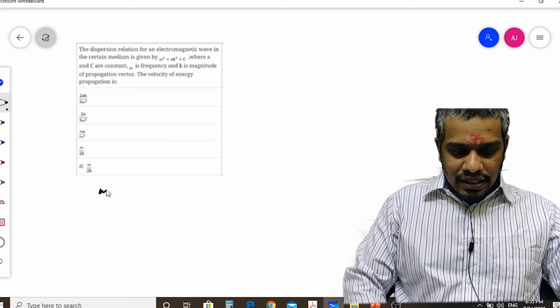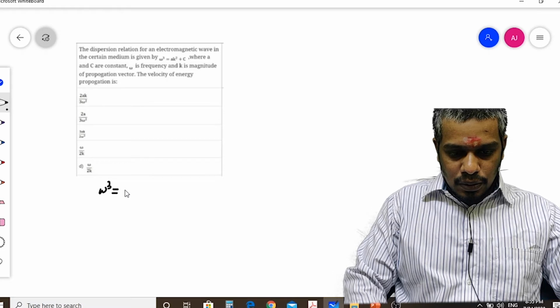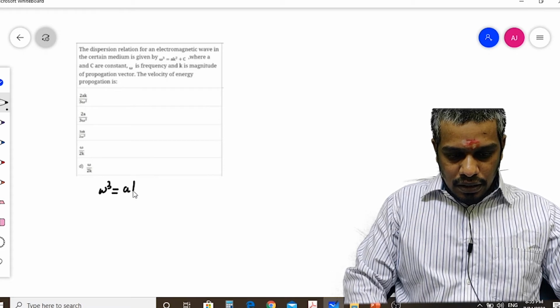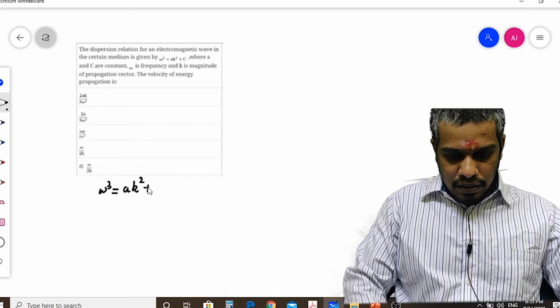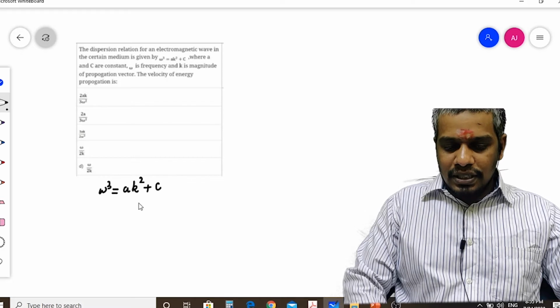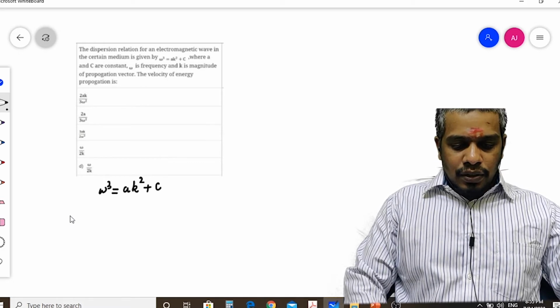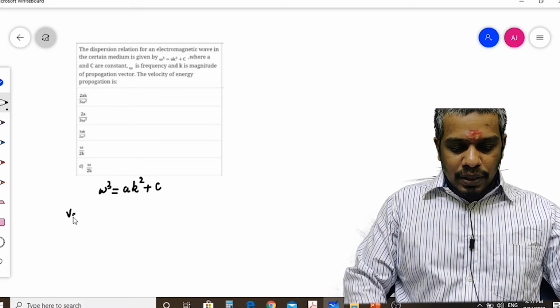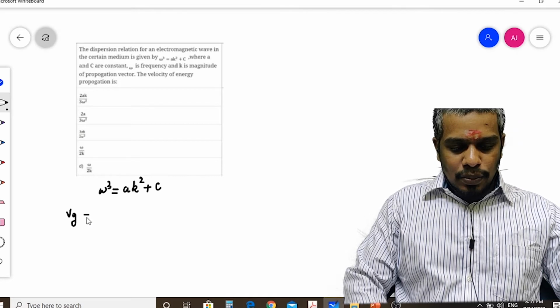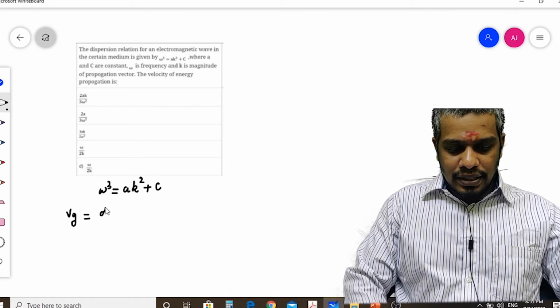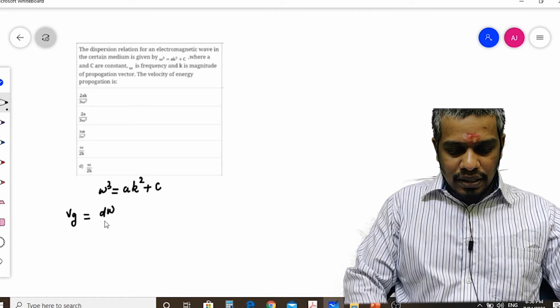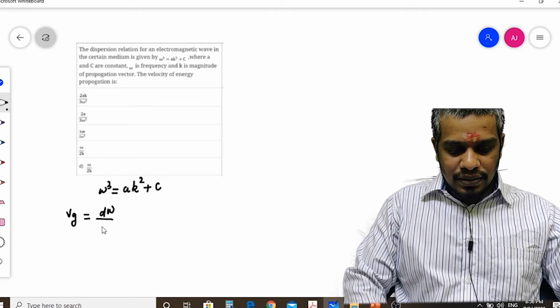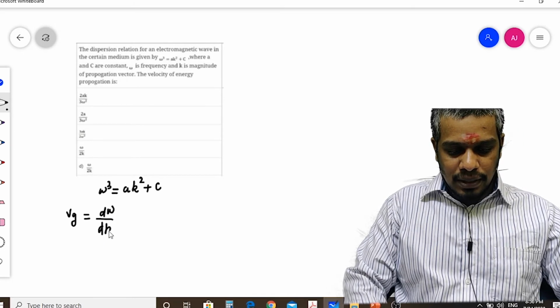That is the given dispersion relation: omega cubed is equal to a k squared plus c. Now we want to find the group velocity. In general, the group velocity can be defined as d omega by dk. This is the definition, the given formula for the group velocity.